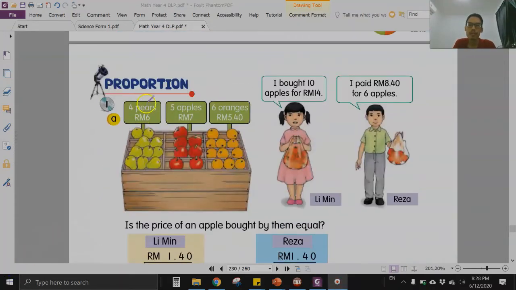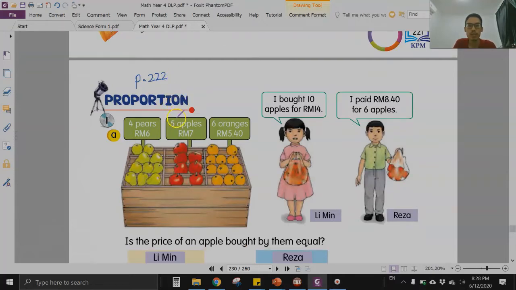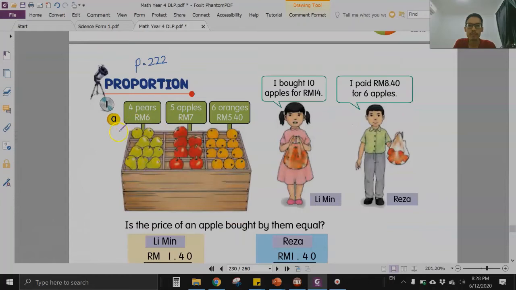Next, I want to talk about proportion. This is a new topic, proportion. This is on page 222. Now, what is proportion? Let's look at this example here. 4 pears selling for 6 ringgit. 5 apples selling for 7 ringgit. 6 oranges selling for 5 ringgit 40 cents.